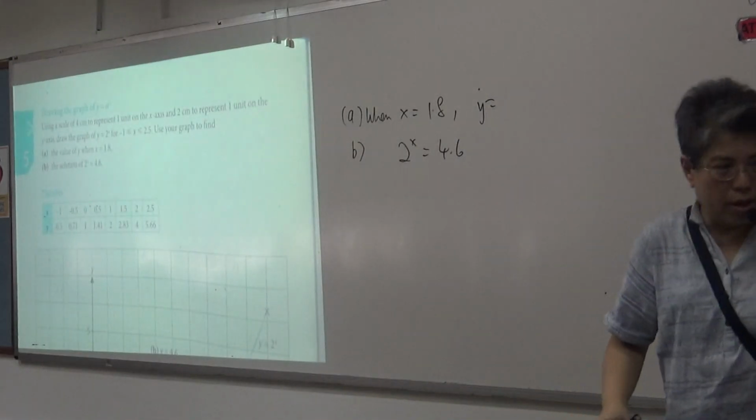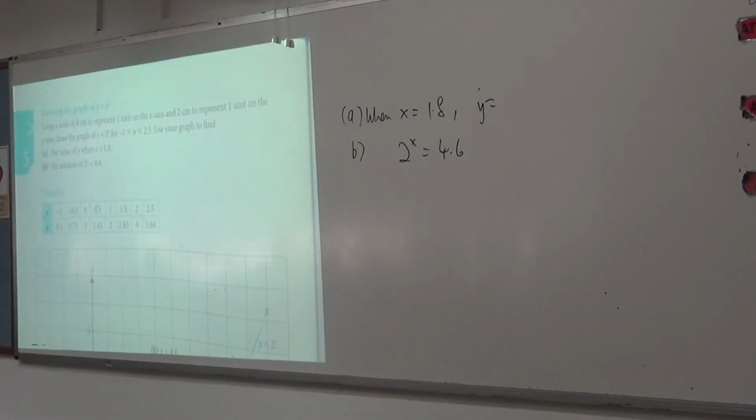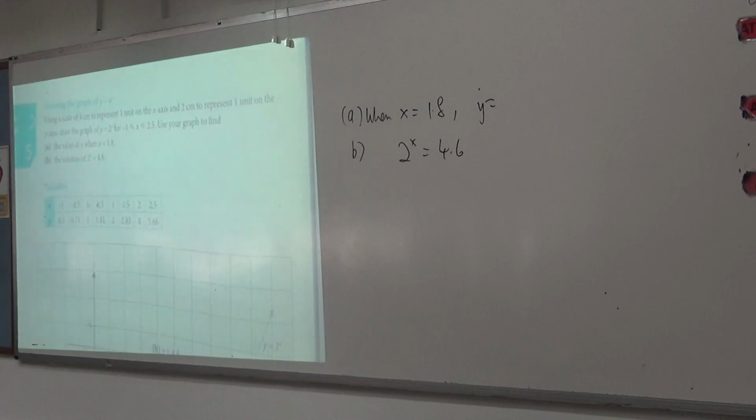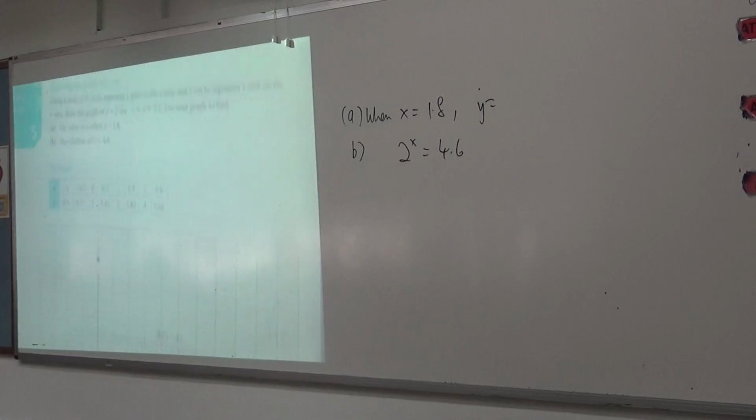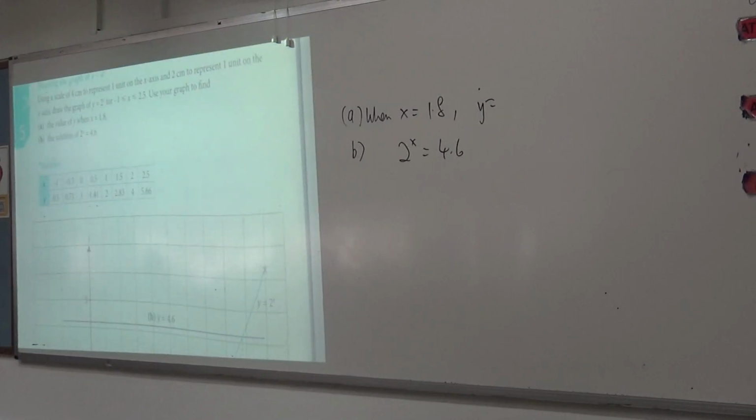Alright? Now, for a graph that is a curve, you need at least 7 to 8 points. Understand? Not just 2 points. Now, can all of you look at this table? How many points did they use? Page 132. Can you see it's 8 points there? They use 8 points.